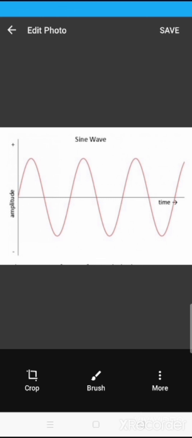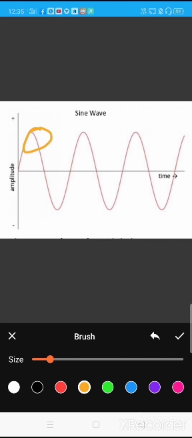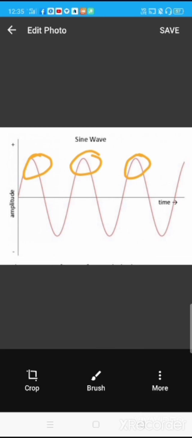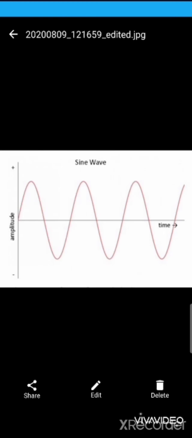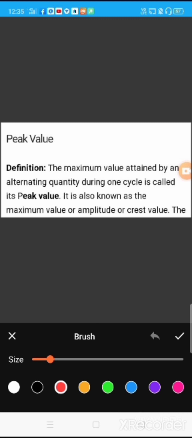First is peak value. This is called peak value. And one definition arises here, steady current. So let's see what is peak value. The peak value is the maximum value attained by an alternating quantity during one cycle. In very simple language, it is the maximum value or amplitude or crest value.